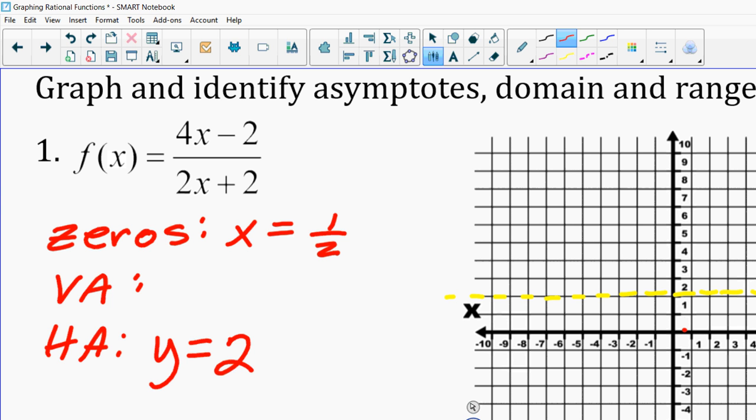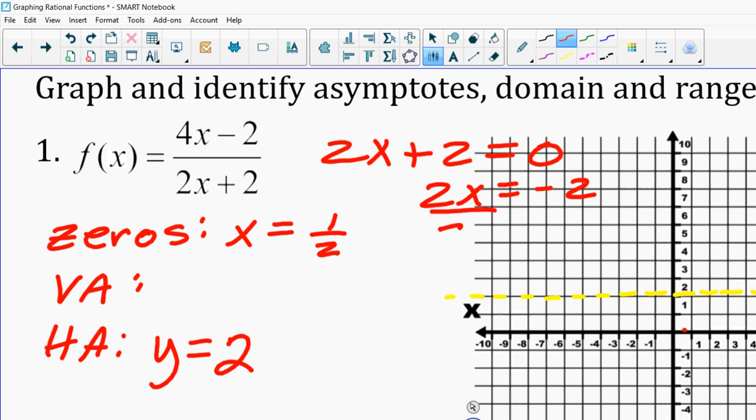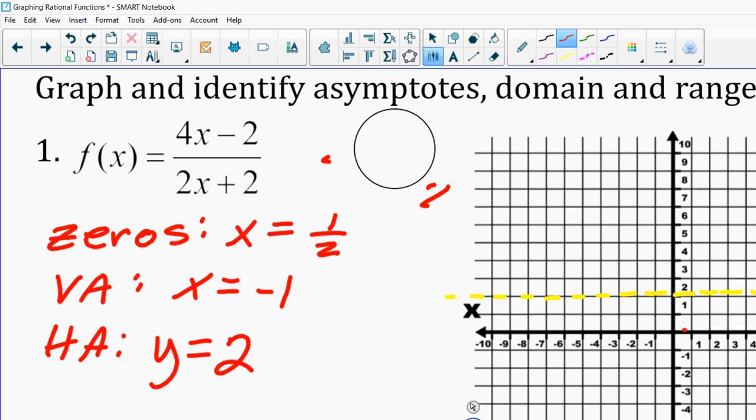Vertical asymptotes happen when the denominator is 0. Good. When does that denominator equal 0? How do you solve it? Subtract 2. Divide by 2. X equals -1 is your vertical asymptote. So you're going to take your little ruler and your little colored pencil, and you're going to draw a vertical line through x equals -1.